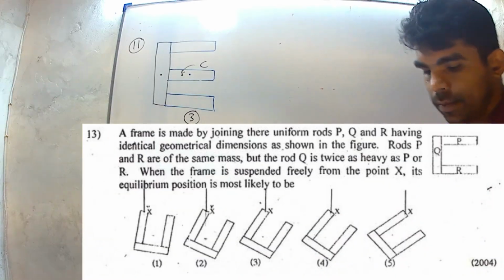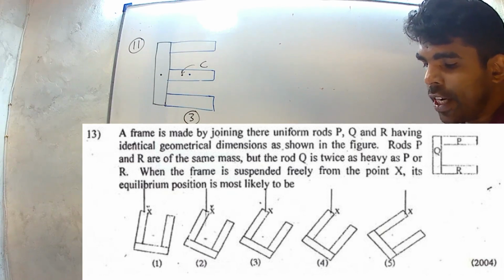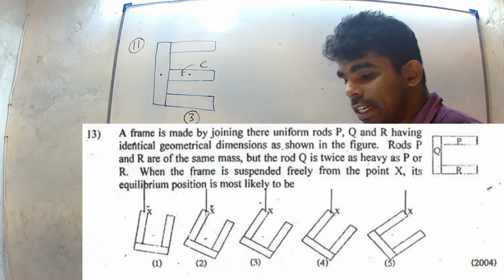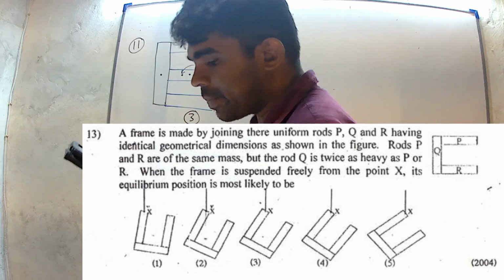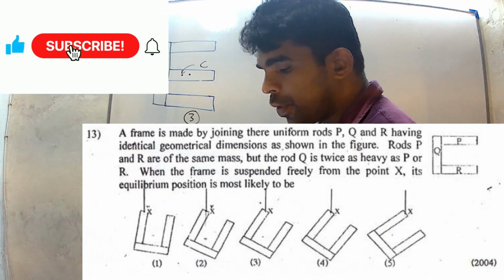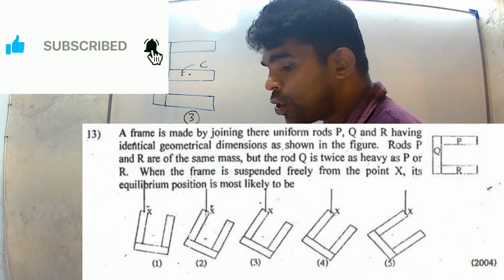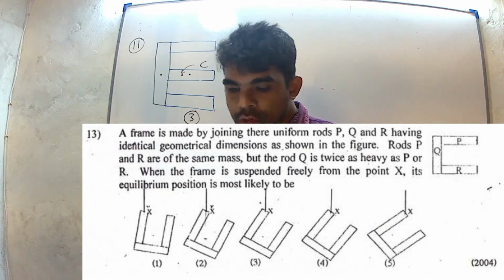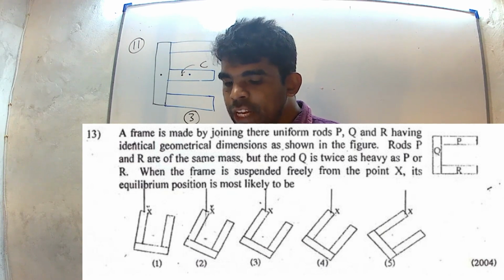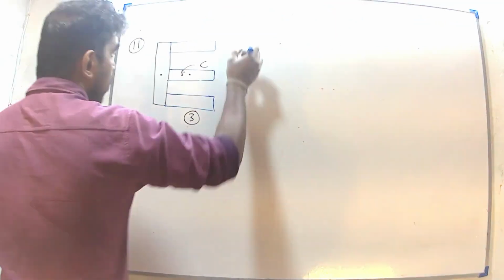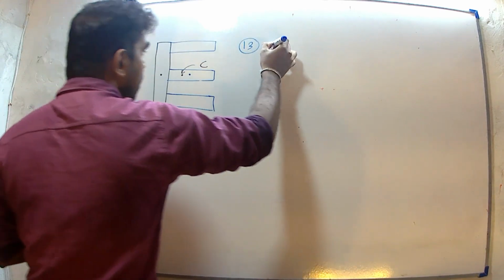Then 13. A frame is made by joining three uniform rods P, Q and R having identical geometrical dimensions as shown in the figure. Rods P and R are of same mass, but Q is twice as heavy as P or R. When the frame is suspended freely from the point X, its equilibrium position is most likely to be. They have given a frame like this.